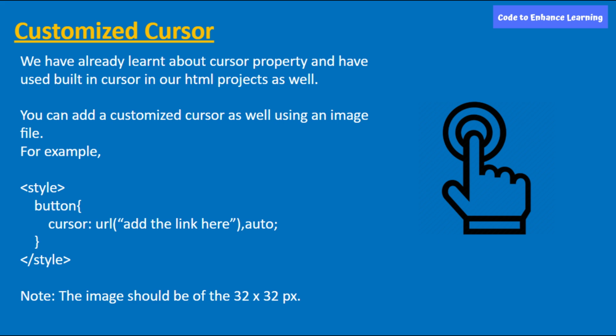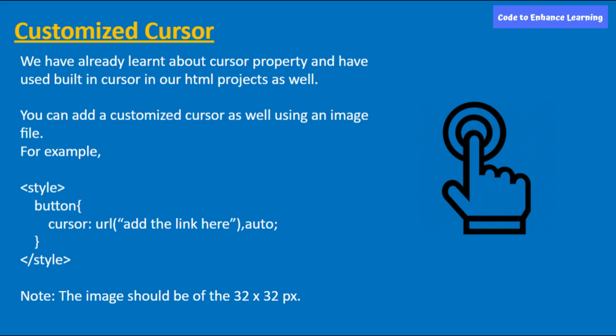Remember the cursor styles from last lessons? Now let's try something more interesting. You can change the cursor to your own image icon. Here's how. Cursor is a CSS property that changes the mouse pointer type. Here we are setting the cursor to an image using URL. Here auto means if the image fails, the browser will use the default cursor, and the image should be 32 by 32 pixels to look proper.